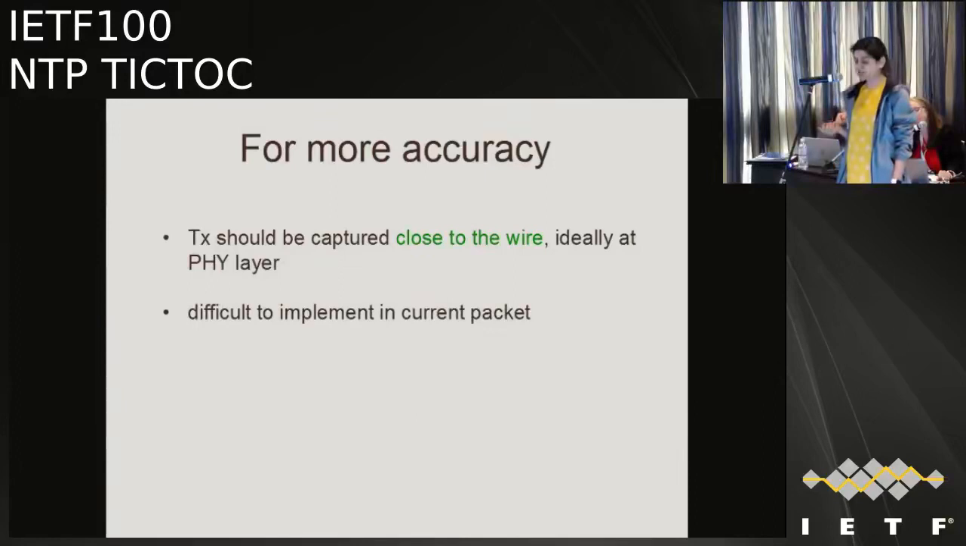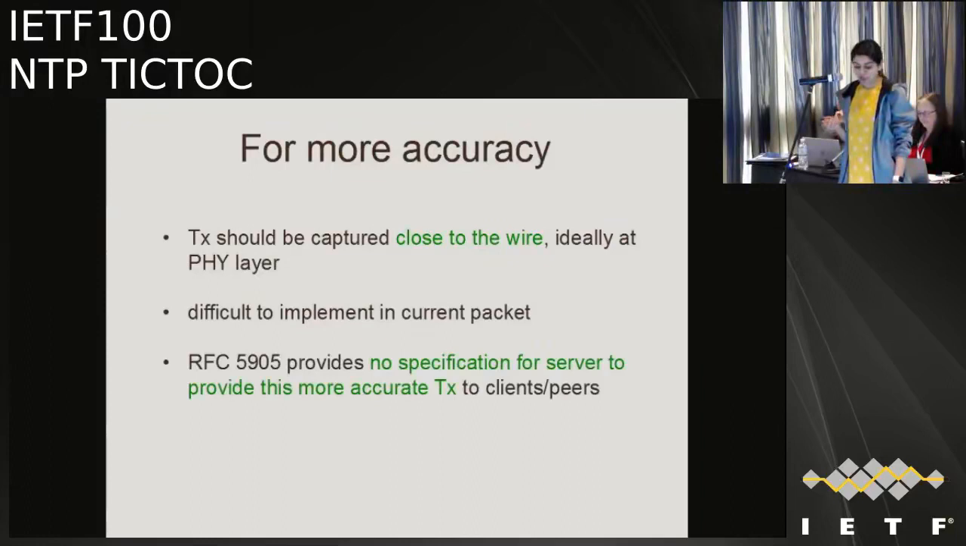However, it is difficult to implement the transmit timestamp captured at the physical layer in the current packet, because that is mostly available right at the moment when the packet is leaving the system. So the problem is that RFC 5905 doesn't provide any specification for the NTP server to provide this more accurate transmit timestamp to its clients or peers. And this is the gap that this draft tries to fulfill.